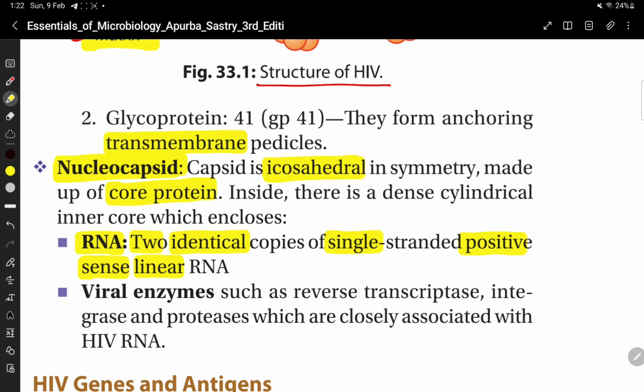And among viral enzymes we have reverse transcriptase, integrase, and protease, which are closely associated with HIV RNA.